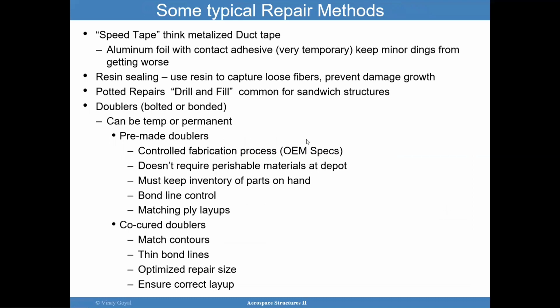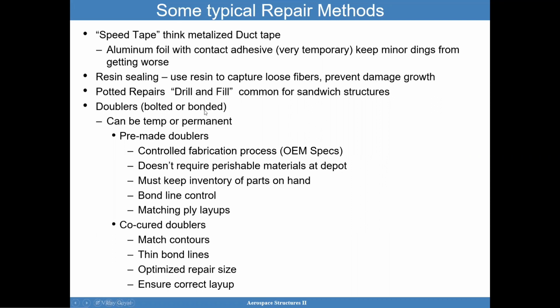There are some typical repair methods. You may use speed tape, which you can think of as metallized duct tape. The aluminum foil with contact adhesive will keep minor dings from getting worse. Resin sealing uses the resin to capture any loose fibers and prevent damage growth. Potted fibers or repairs, so drill and fill, are common for sandwich structures.